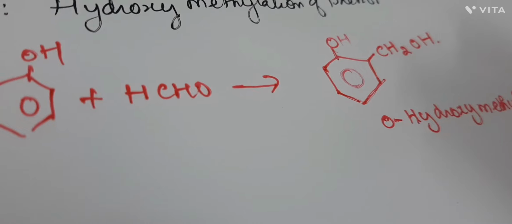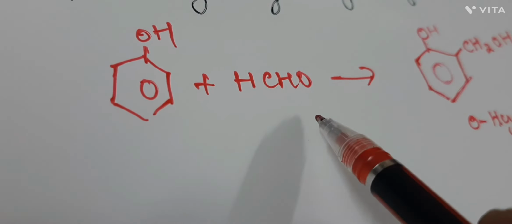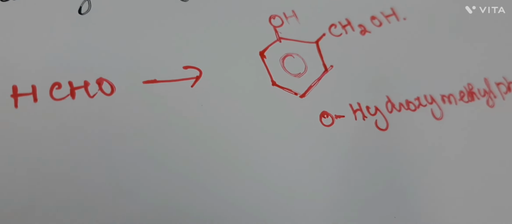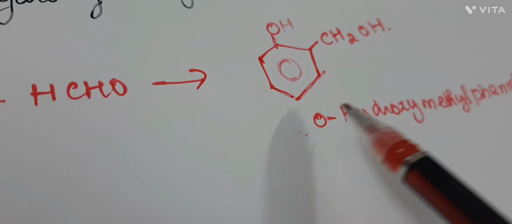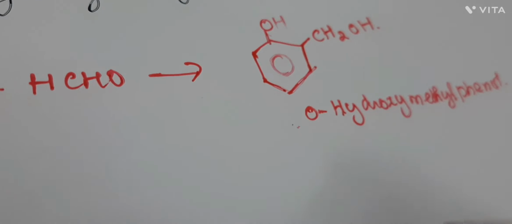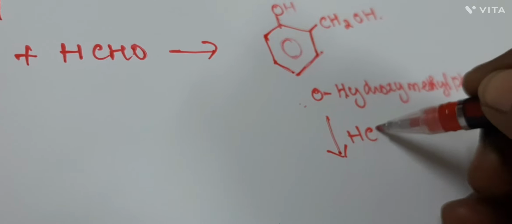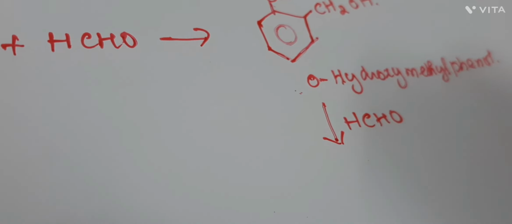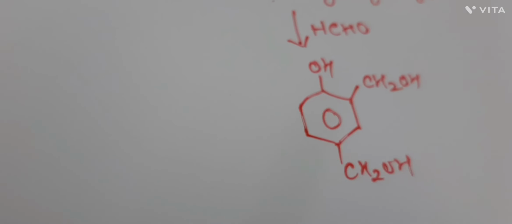Okay. So when this orthohydroxymethylphenol is again treated with formaldehyde, you will get 2,4 dihydroxymethylphenol. Okay, so this is also called as dimethylol phenol. The first one we have prepared is monomethylol phenol, which on again reaction with the formaldehyde will give you dimethylol phenol.